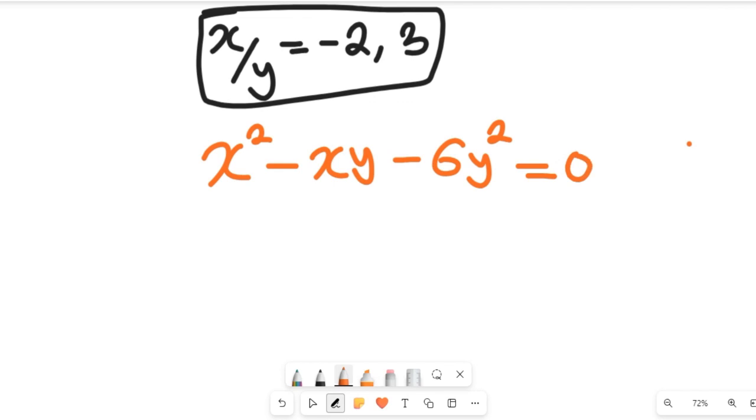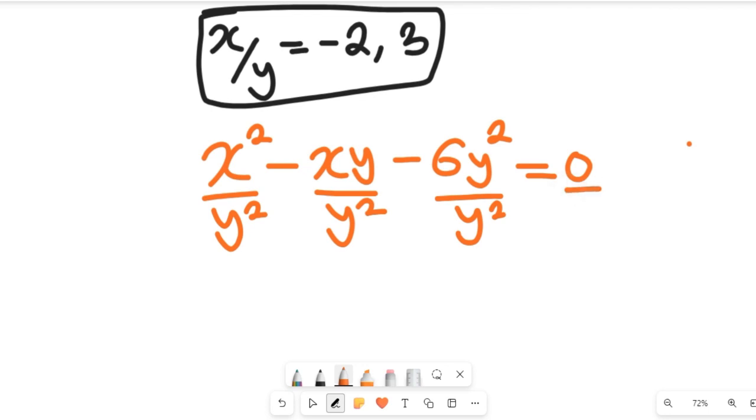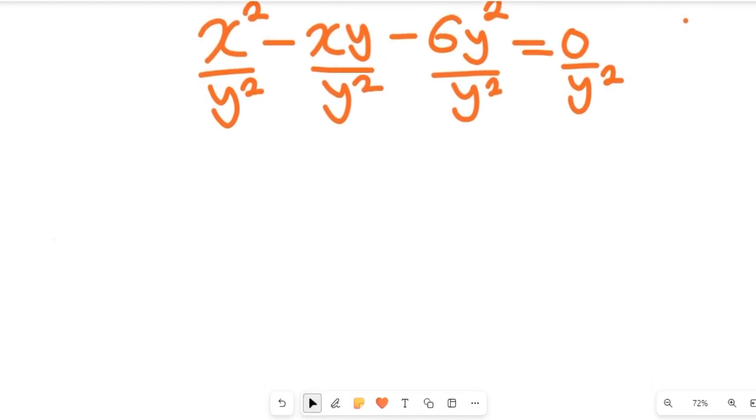So what we are going to do is divide all through by the value of y squared. Now notice what we are going to do. If we divide all through by y squared, what are we going to have? Remember, this will also be divided by y squared, irrespective of the fact that it's 0.